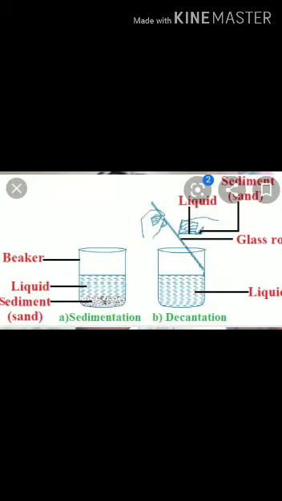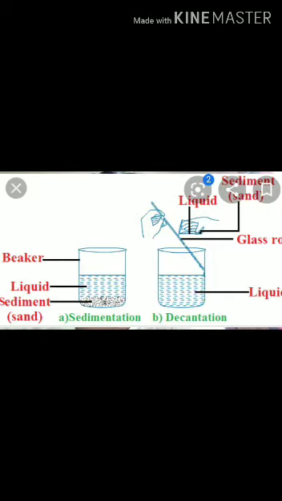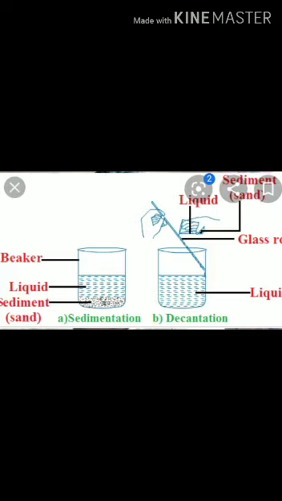The solid particles that settle during sedimentation are called sediment, and the method that follows is decantation, in which the heavier insoluble particles settled at the bottom are separated by pouring out the top clear liquid into another container without disturbing the sediment. Thus, the process of pouring out the top clear liquid without disturbing the sediment is called decantation.